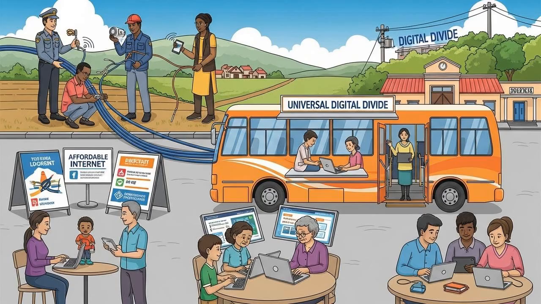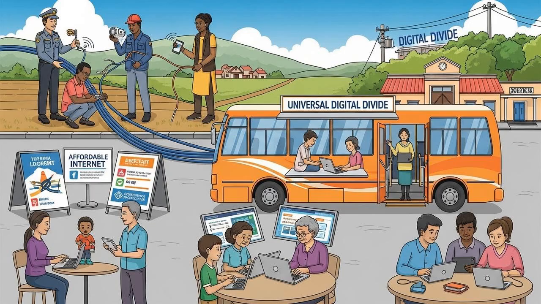First, we have to expand access. This means treating broadband internet like a public utility, just like electricity and water. It requires significant government investment and public-private partnerships to build the necessary infrastructure, especially in those underserved rural and remote areas. But infrastructure isn't enough if it's not affordable. Subsidies, low-cost internet plans for low-income households, and programs that provide affordable, refurbished devices are all critical pieces of the puzzle.